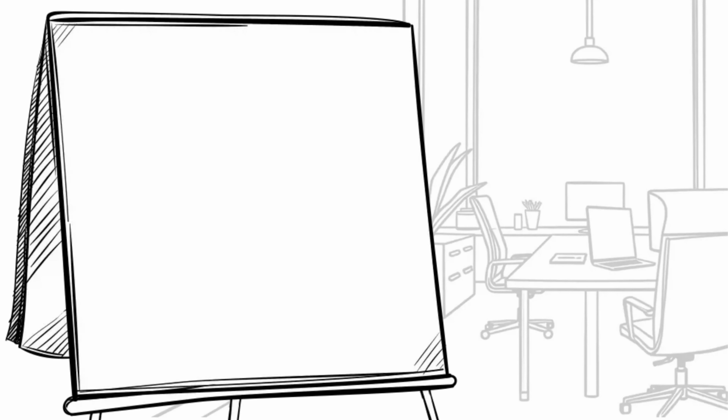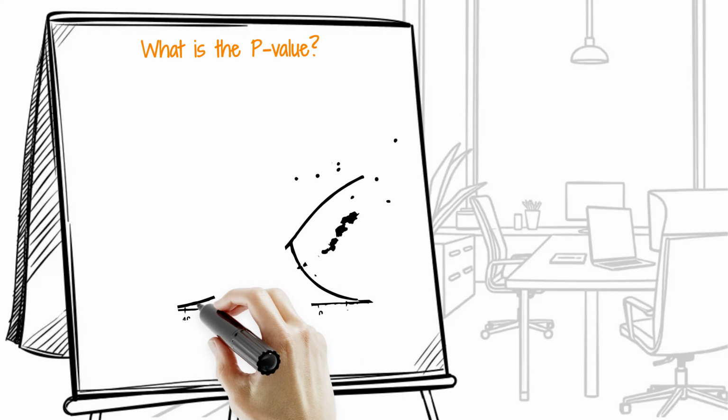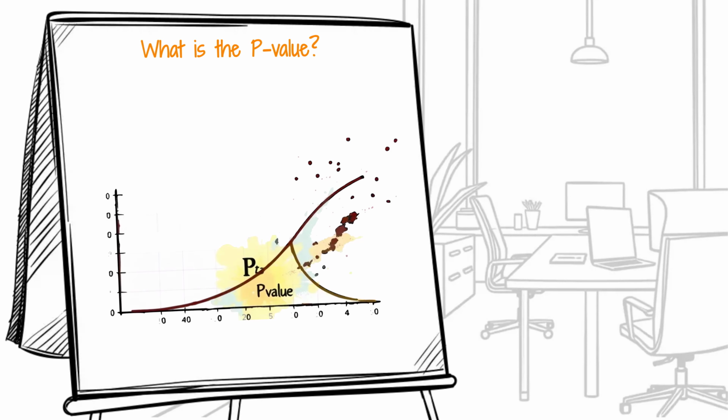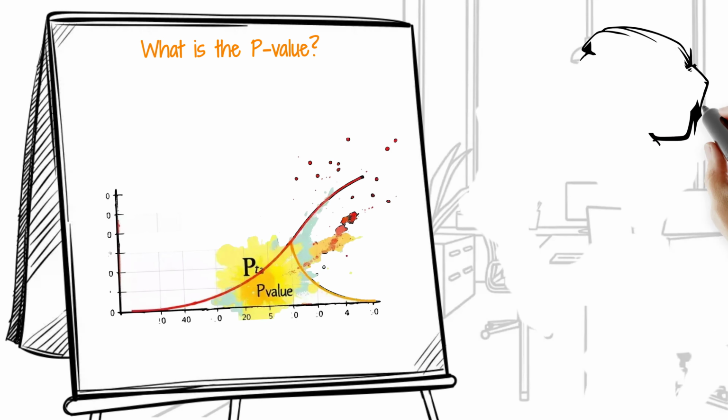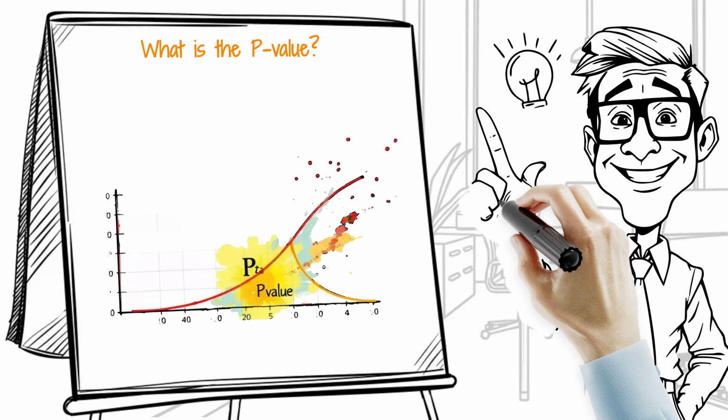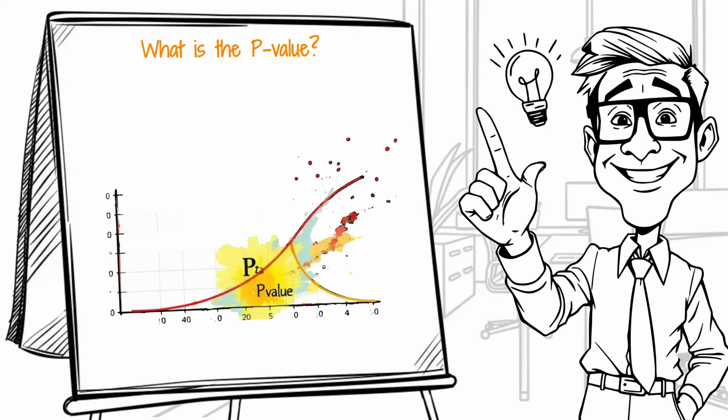Now, how do we decide which hypothesis to support? This is where the concept of p-value comes into play. The p-value helps us determine the strength of our evidence. It's the probability of observing our data, or something more extreme, if the null hypothesis were true. A smaller p-value signifies stronger evidence against the null hypothesis.